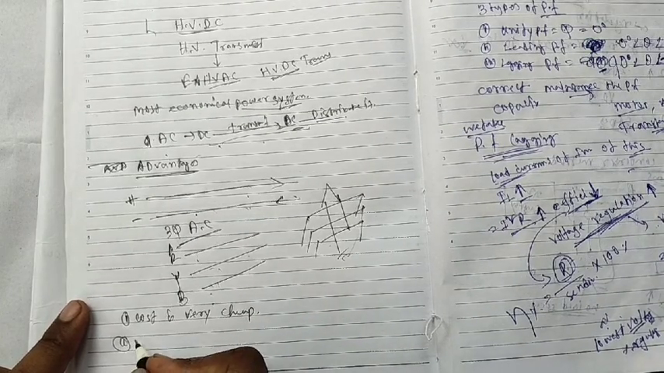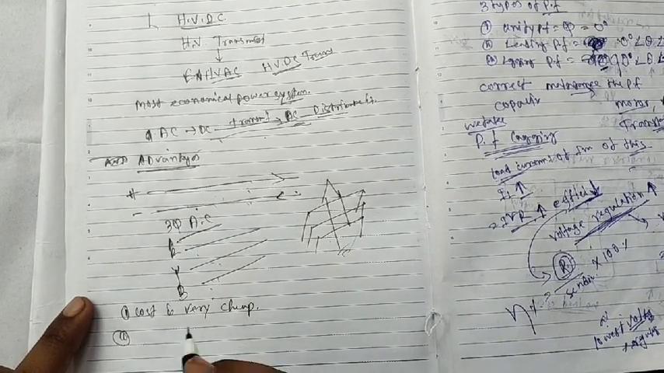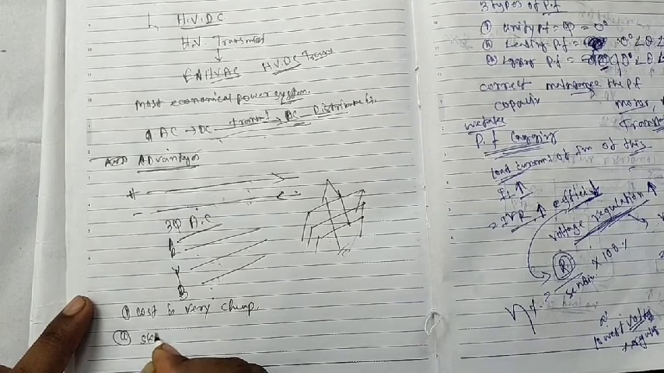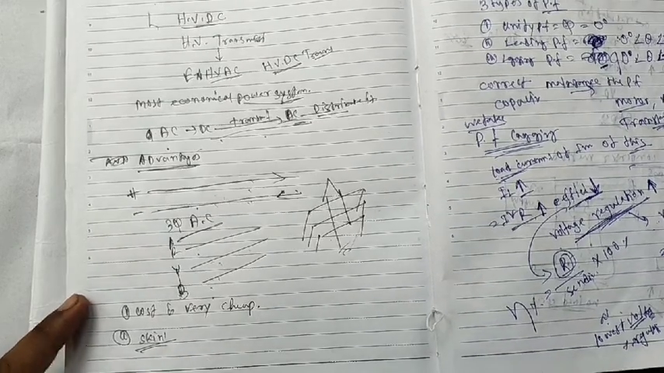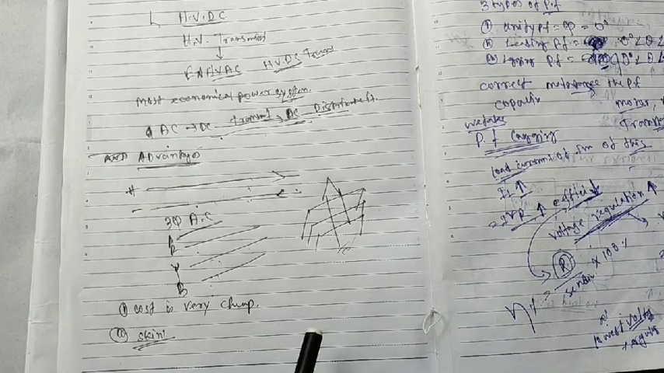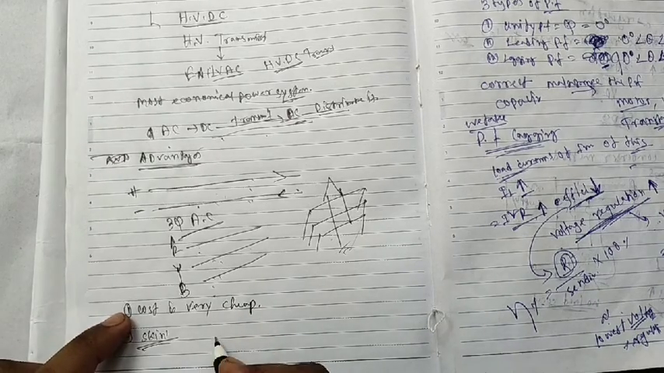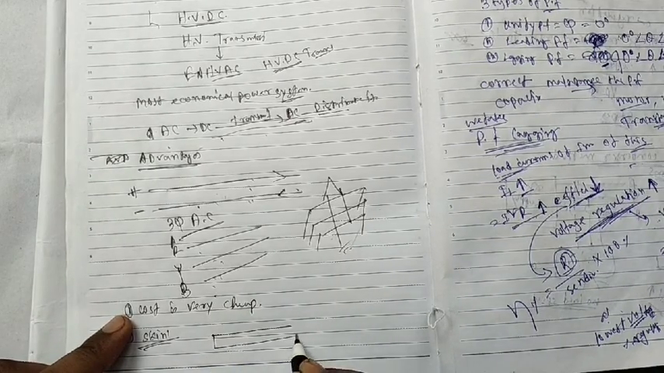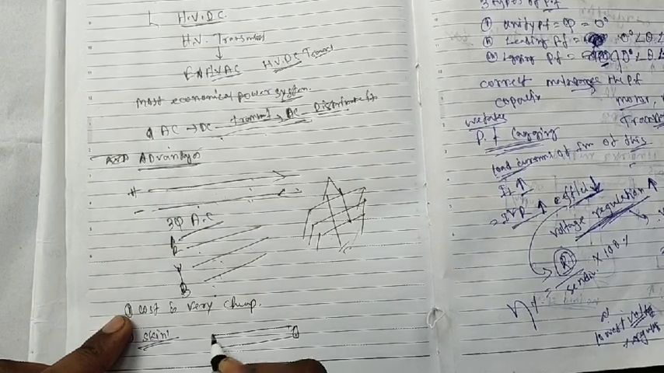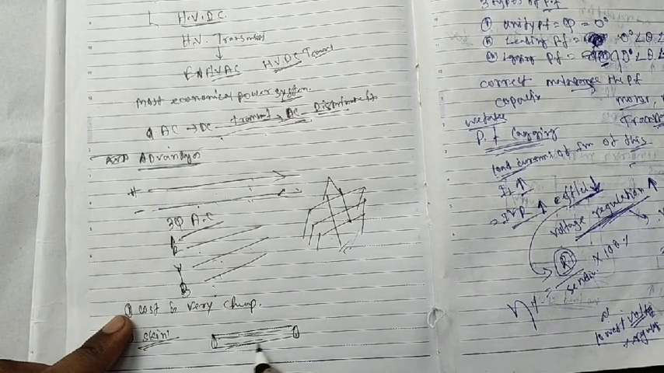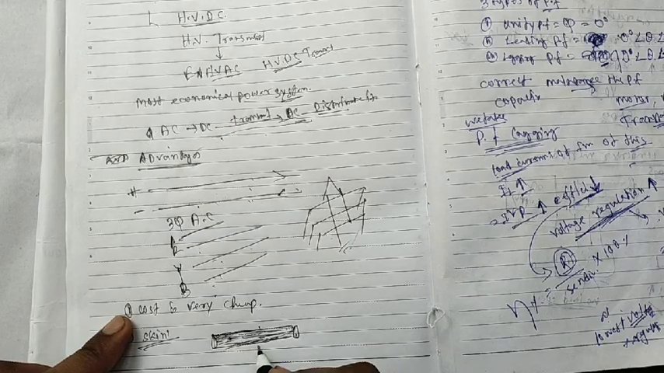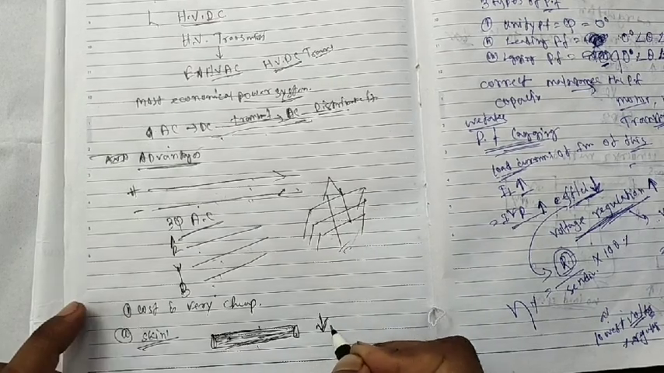Next is the skin effect. We know that DC current flows through the conductor uniformly. Suppose this is the conductor. DC current flows uniformly through this conductor, not only in the center or only on the outer surface of the conductor. So the skin effect is reduced.